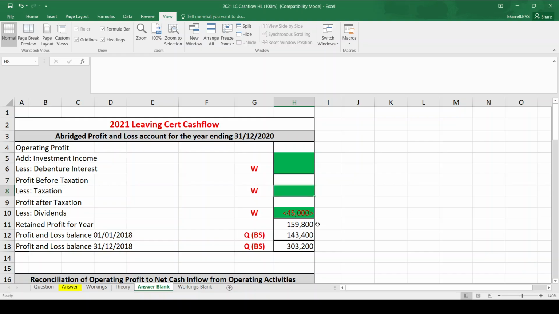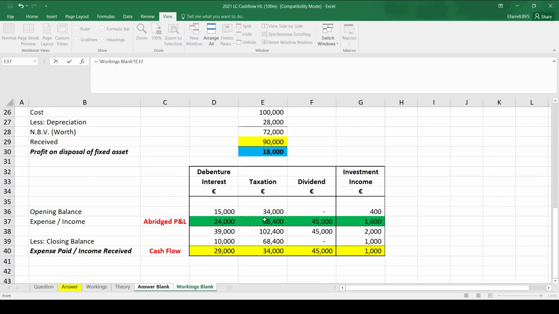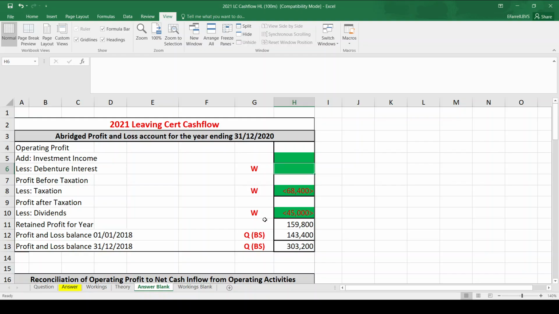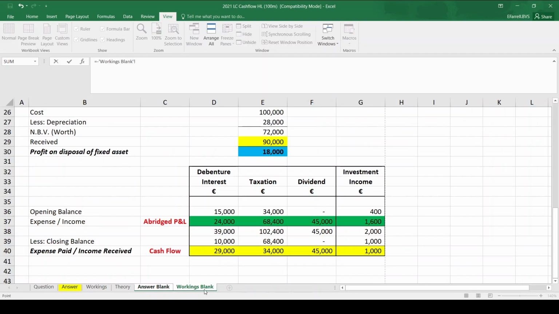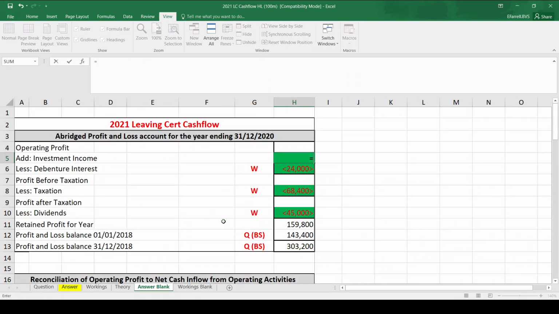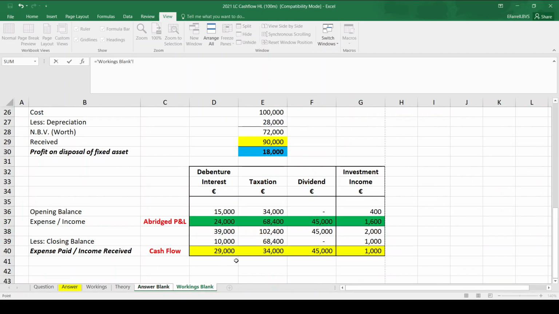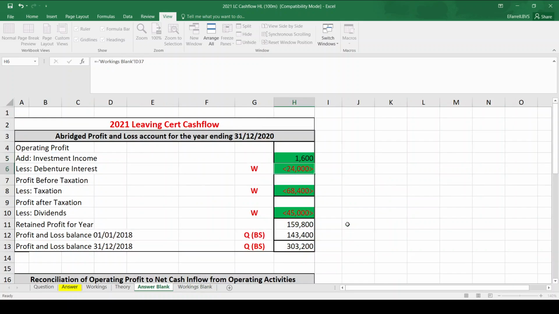Again, taxation, I'm going to take from my notes. So go back to my taxation, the green figure, minus 68,400. Debenture interest, again, from my notes here, is 24,000. A minus because it's an expense. And investment income is going to be income, so that's going to be a positive figure of 1,600.